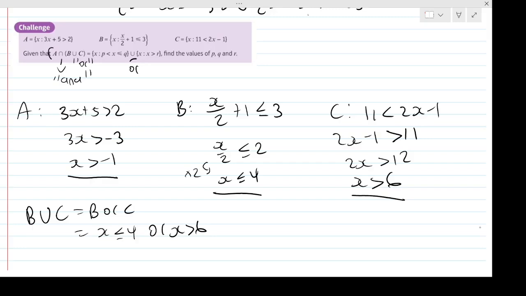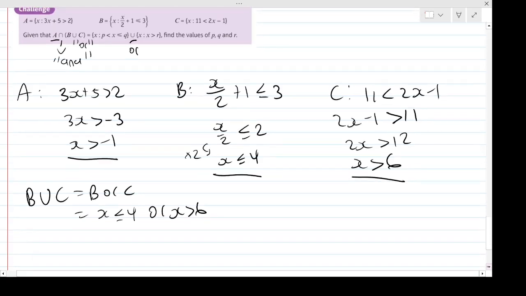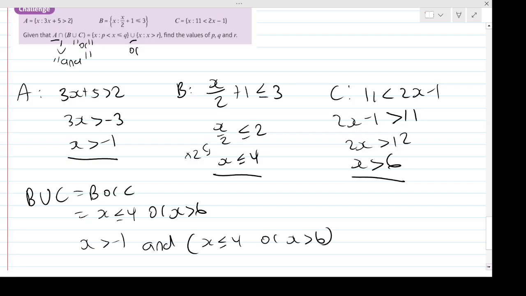Okay, then it says A and. So it has to be the inequality for A, x greater than minus 1, and some of these values. If we write that out, we could then say A, which is x greater than minus 1, and x less than or equal to 4, or x greater than 6. I'm basically just substituting in what I've worked out into what this statement is saying. Okay, well, what does that mean then?